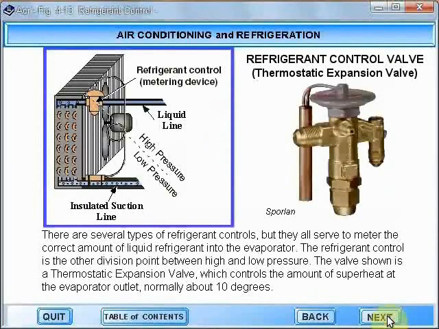There are several types of refrigerant controls, but they all serve to meter the correct amount of liquid refrigerant into the evaporator. The refrigerant control is the other division point between high and low pressure. The valve shown is a thermostatic expansion valve, which controls the amount of superheat at the evaporator outlet, normally about 10 degrees.